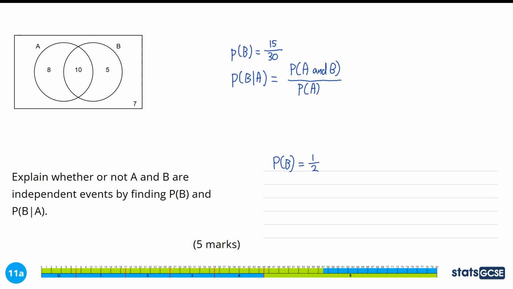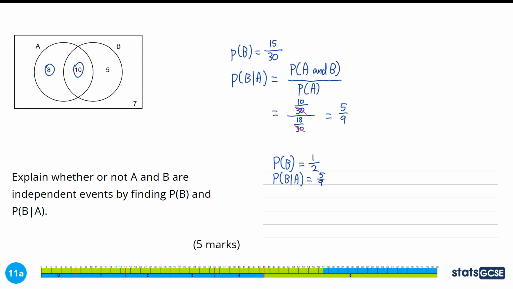To find the probability of B given A, we need to know the formula, that that's equal to the probability of A and B over the probability of A. Now, probability of A and B is just this middle number here, so it's going to be the 10 over the total amount, which is 30. The probability of A is the 10 and the 8, so that's going to be 18 over 30. There's a lot of fractions there, but the 30s here will just cancel each other out, so it's just going to be the same as 10 over 18, or that's going to be 5 over 9. So the probability of B given A is 5 over 9.